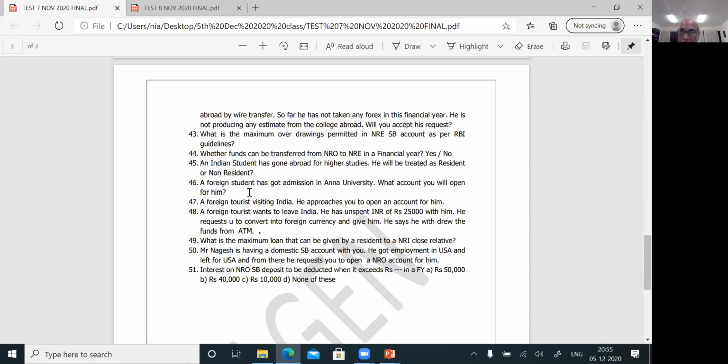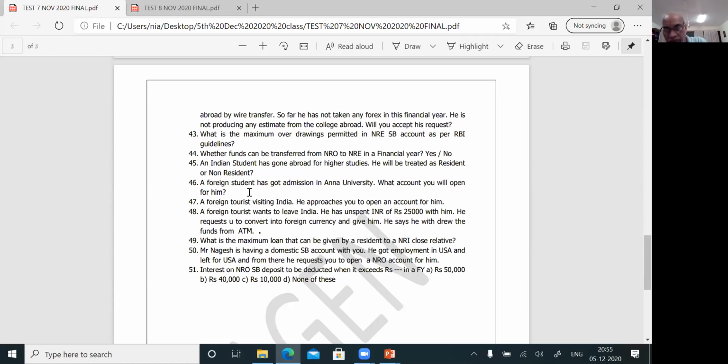On the day of opening, what are the things he will give you? He will give you a passport. Then visa, and he will give an admission letter. He cannot give an address proof, isn't it? So you have to tell him address proof you have to give within 30 days. Till he gives the address proof, the maximum credit in his NRO account is $1,000 only.